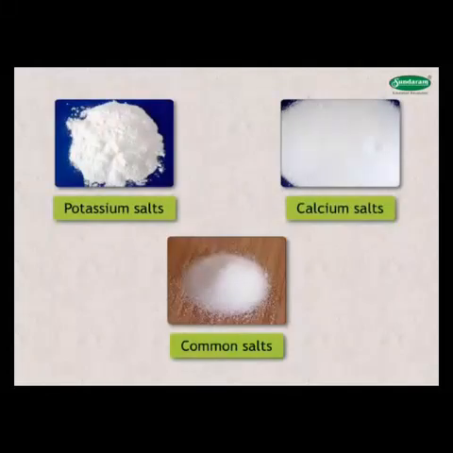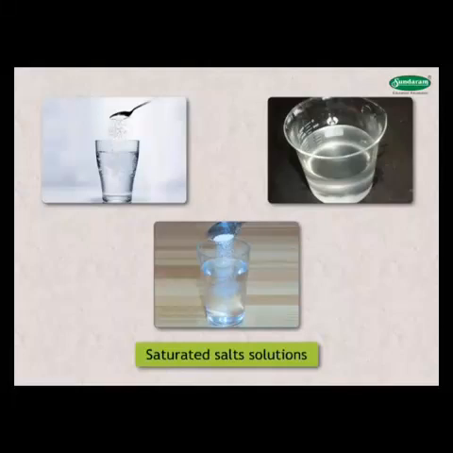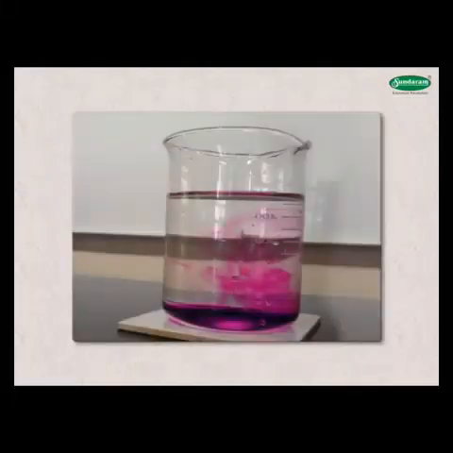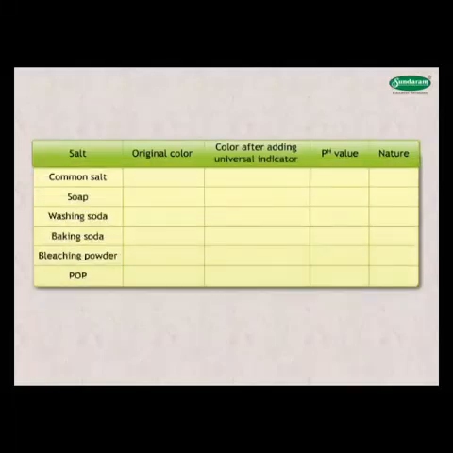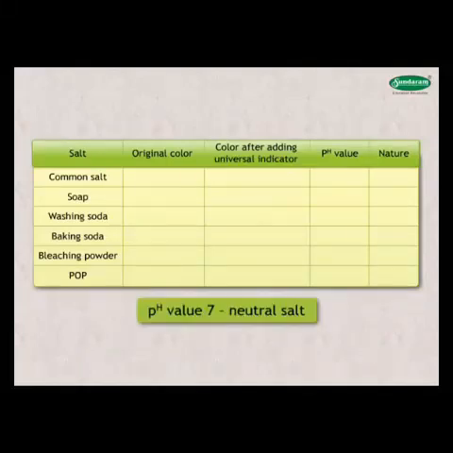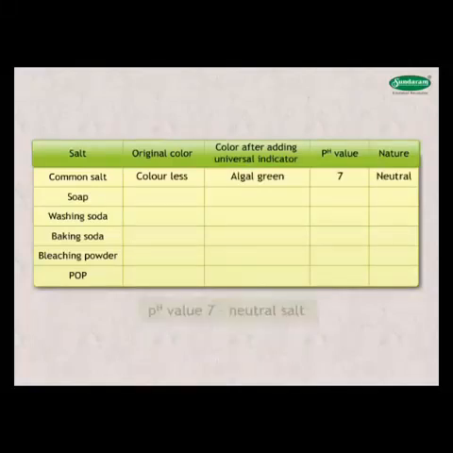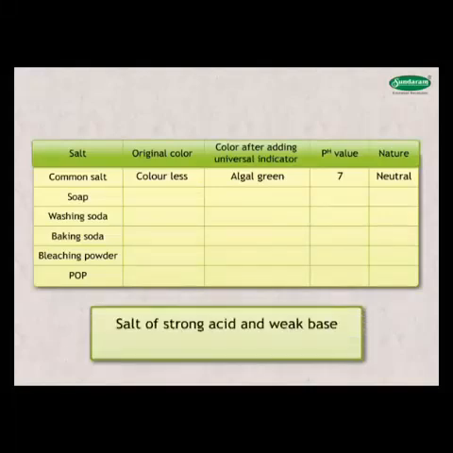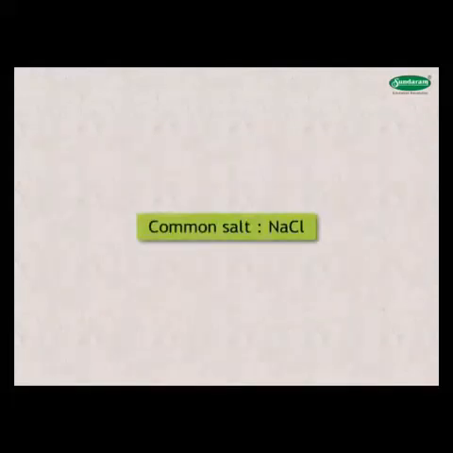More about salts. You have learnt about the formation of various types of salts. Students, prepare saturated solutions to these salts. Add 2 drops of universal indicator to it. Note the observations. It is possible to identify the acids and bases from which these salts are obtained. When the pH value for the salt is 7, then it is considered to be a neutral salt. Salt of strong acid and weak base are acidic with pH value less than 7. Let us learn about common salt, NaCl.